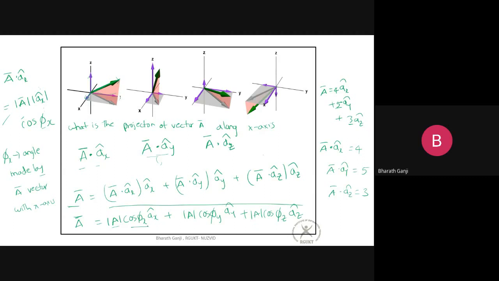So these angles, phi x, phi y, phi z, have a special name. Anyone know what they are called? Okay, they are called direction cosines. So cos phi x, phi y, phi z, we call them direction cosines. These are nothing but angles that a vector makes with the axes. If you know the magnitude of the vector and the angles it makes with the axes, then you can easily write the vector in this format. So I'll be using this phenomenon here.